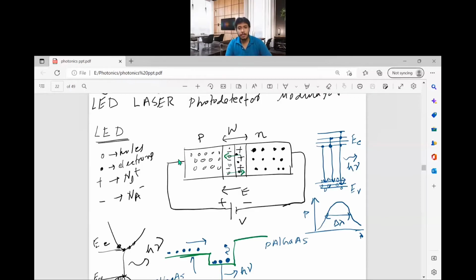Now, how can you make an LED? LEDs can be made from PN junction diodes. If you have a PN junction diode and you make it forward biased, what will happen? The holes will flow from the P side to the inside, and electrons will flow from the inside to the P side.